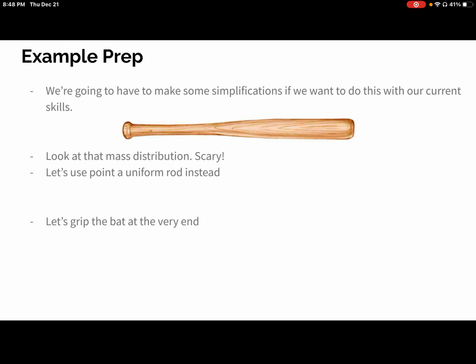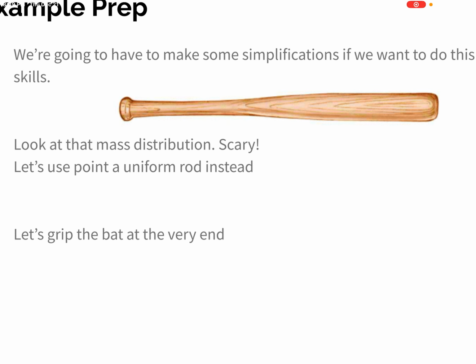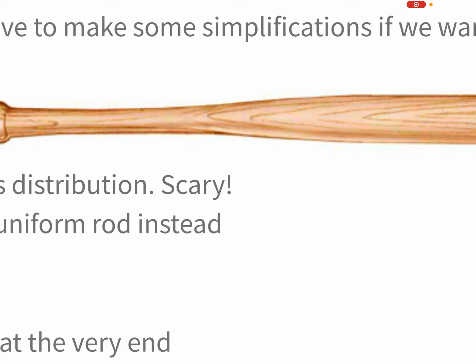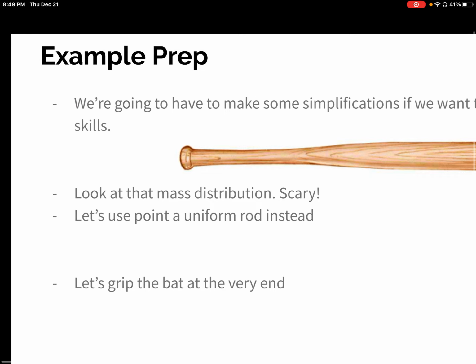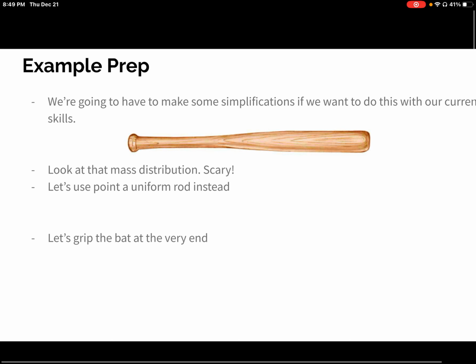Well, to stay in the scope of what we've learned in this first semester, we're going to make some simplifications. For this bat, look at that mass distribution. I'm not even quite sure where to start. I suppose I would chop the bat into parts and figure it out, which wouldn't be too hard. But then you have the parts where the bat curves, and then you have that nub, so let's just use a uniform rod instead. And let's also grip the bat at the very end of the nub.